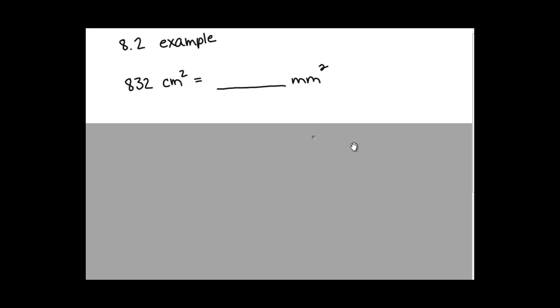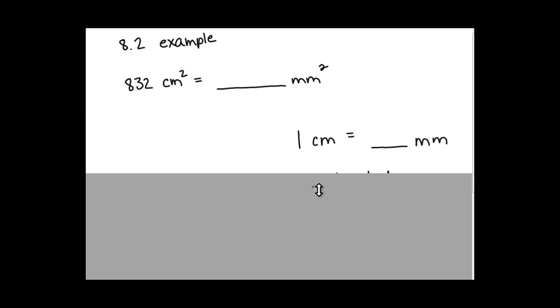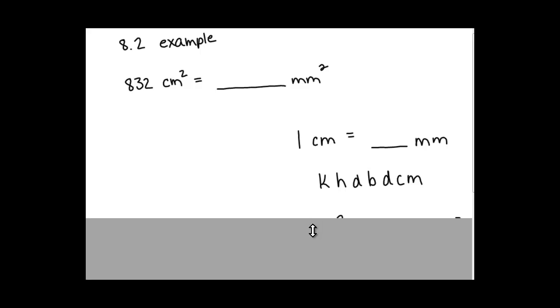Here we have an example from 8.2 where we're converting square centimeters to square millimeters. So to do that, what we're first going to do is find the conversion factor between centimeters and millimeters. So let's find what 1 centimeter is equal to in millimeters. And to do that, I'm going to bring back up the King Henry died by drinking chocolate milk.